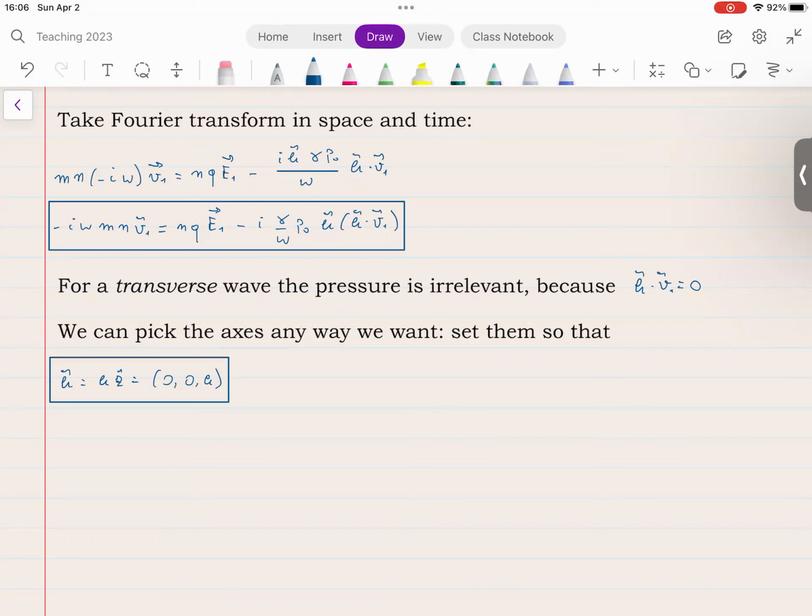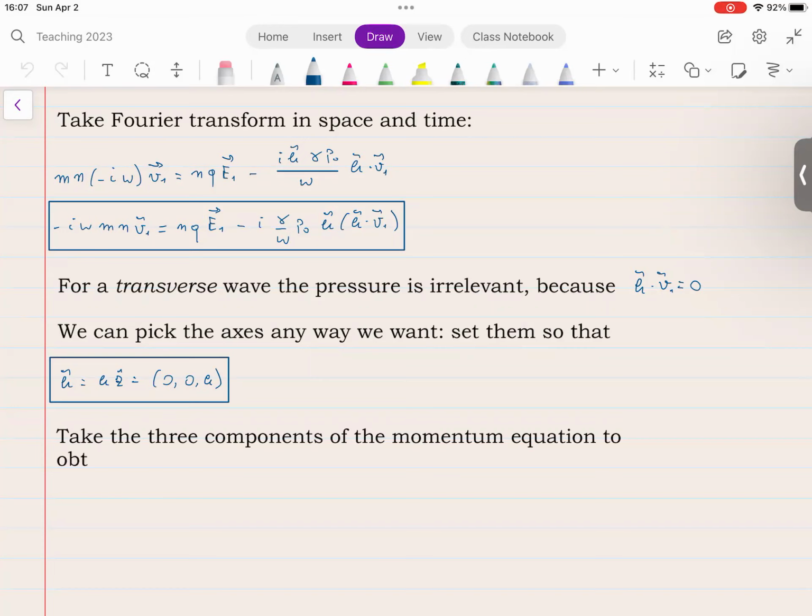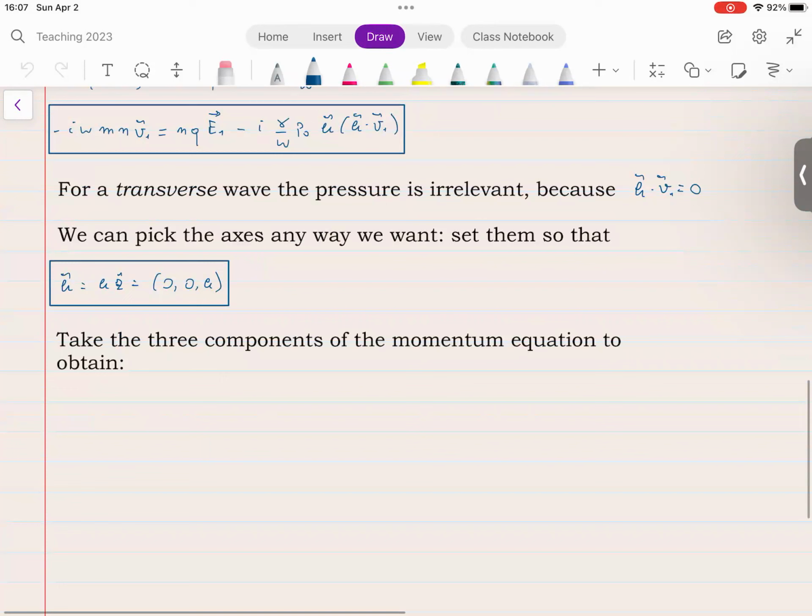Now, looking at the momentum equation, we can immediately solve for velocities in terms of electric field. We take the three components of the momentum equation, and we obtain, perhaps I'll just do a little bit of writing. I mean, this is trivial, but just so that we avoid any type of confusion.